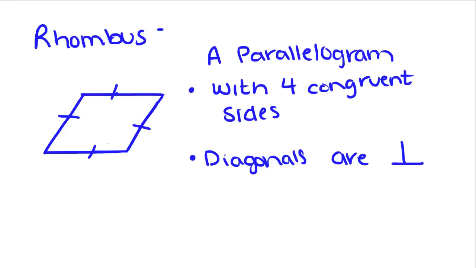So for a rhombus, it's a parallelogram with 4 congruent sides. So opposite sides are still congruent, but it just means consecutive sides are also congruent. And the diagonals are perpendicular, which means when they intersect each other, they form a right angle. So they form 4 triangles. When you draw both diagonals in, they form 4 right triangles on the inside of the rhombus.